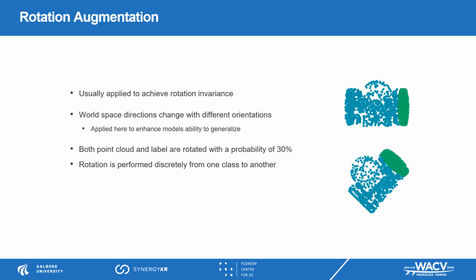While rotation augmentation has been found to generally decrease performance and is usually applied to achieve rotation invariance, we use it here for the opposite effect. As our ground truth is a world space direction, predictions should change with the orientation of the point clouds. We perform the rotation with a 30% probability and select a random new class that we rotate both point clouds and labels to.